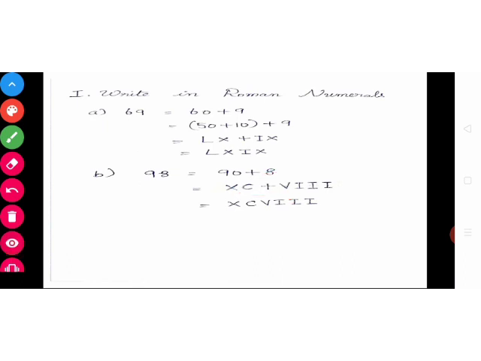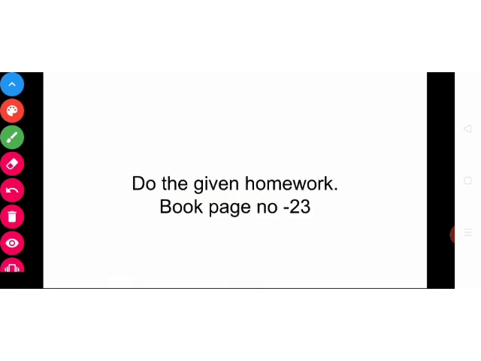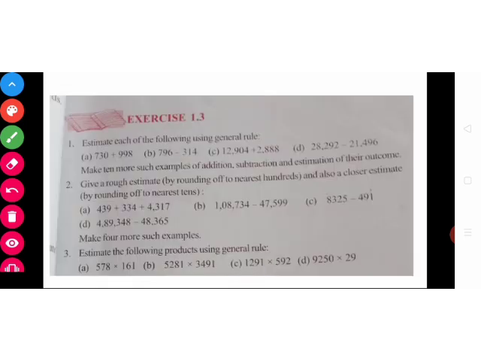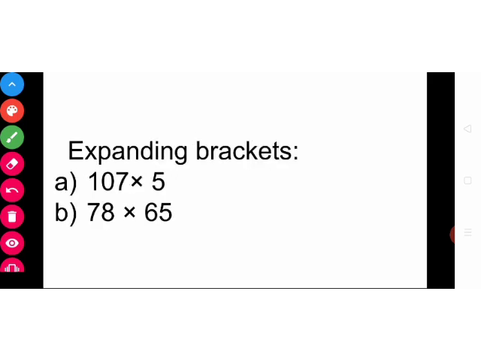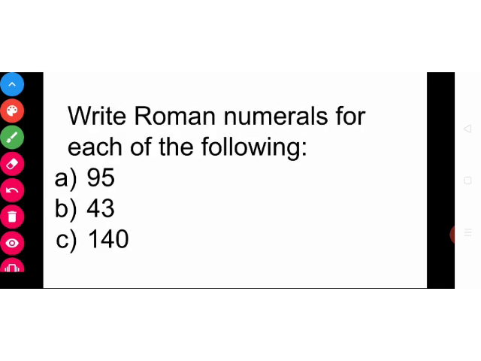I hope you understood this topic. I have given the homework in your book, page number 23, exercise number 1.3. So the question numbers and options are given. You want to do the sums, expanding brackets also, and then write Roman numerals for each of the following sums.